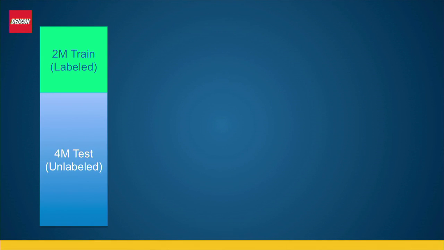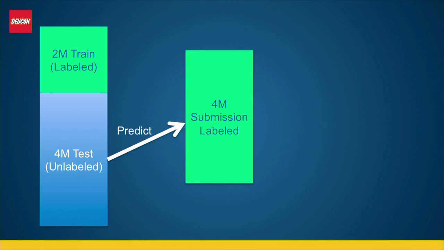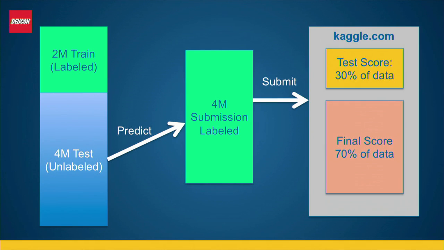Okay, so I mentioned 2 million trained or labeled data items, 4 million unlabeled test items. We're going to predict the 4 million for our submission set. They're going to have labels associated with them. And then when we submit them to Kaggle.com, during the initial phase of the competition, they provide you feedback in the form of a test score, and the leaderboards are driven off of about 30% of the data. They don't tell you what 30% it is. They score it. You get your score back. It's only on 30% of the data. And then when they finish the competition, you get scored against the 70% that you haven't seen before.